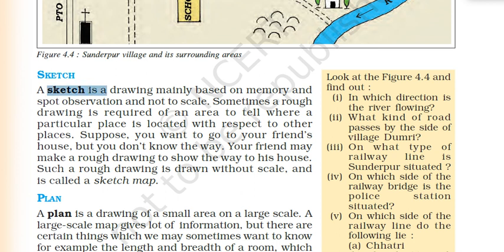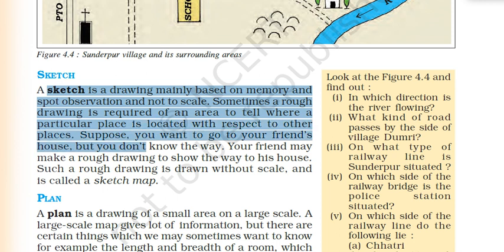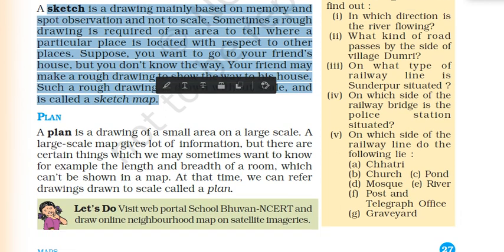Sketch. A sketch is a drawing mainly based on memory and spot observation and not to scale. Sometimes a rough drawing is required of an area to tell where a particular place is located with respect to other places. Suppose you want to go to your friend's house, but you don't know the way. Your friend may make a rough drawing to show the way to his house. Such a rough drawing is drawn without scale and is called a sketch map.